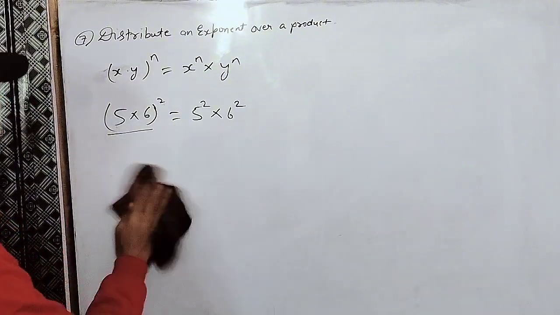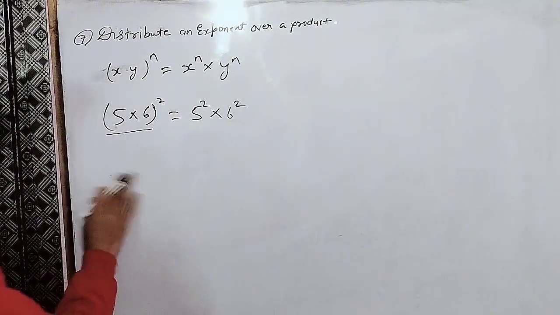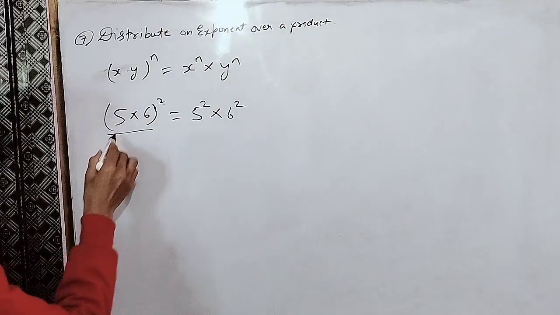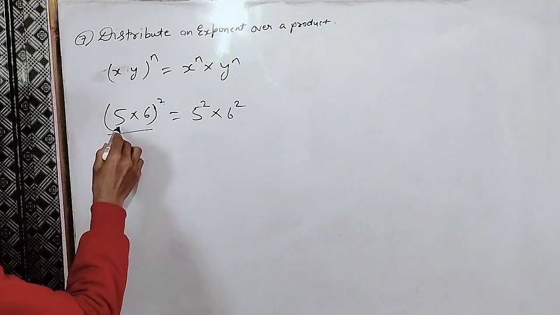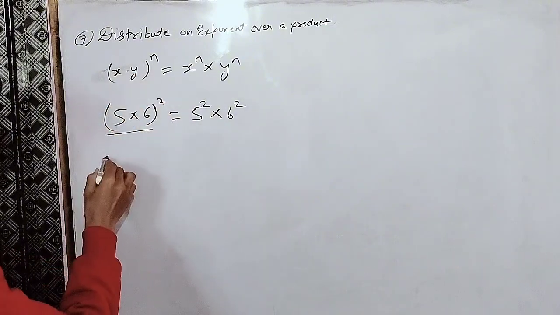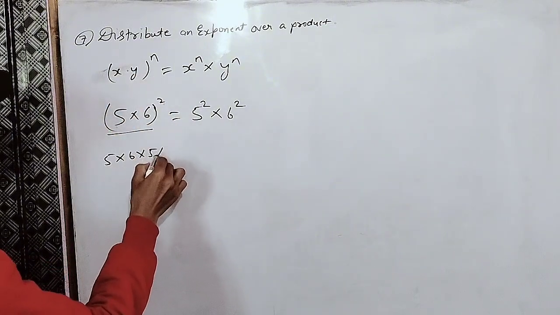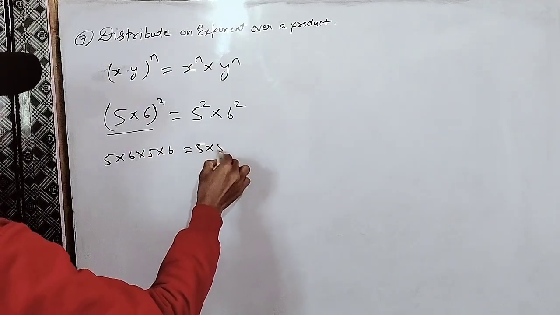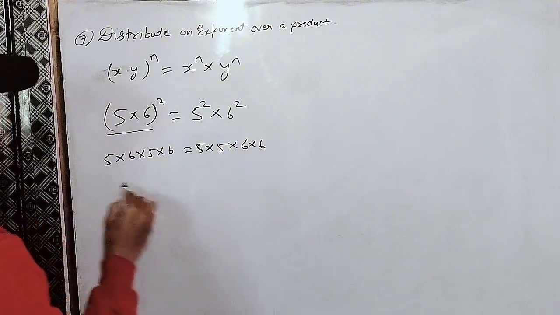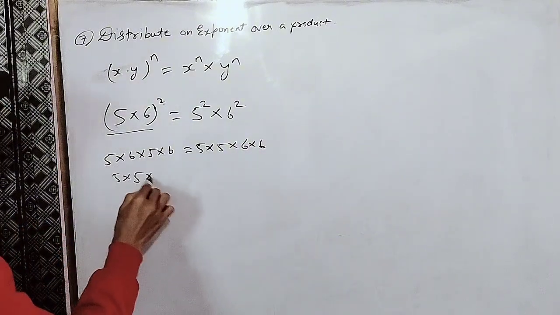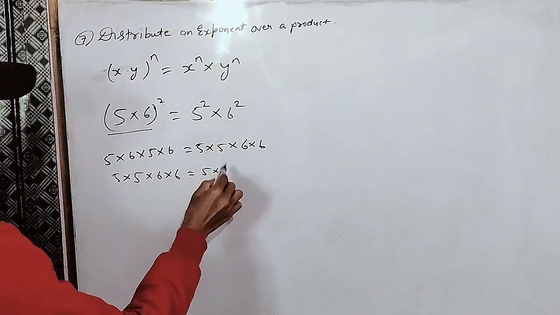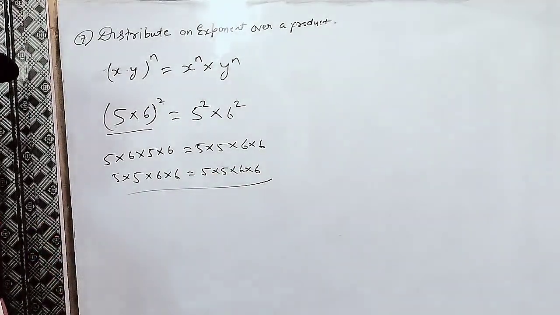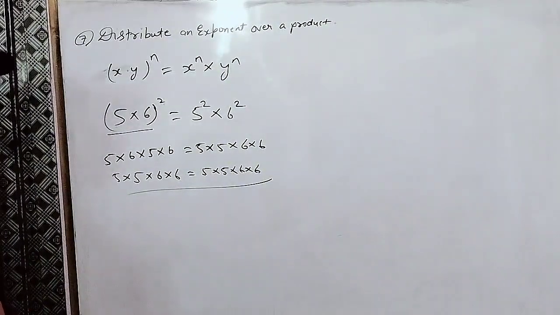Does it make sense? And does it make sense? So let's see. It is saying 5 times 6 is 2 times. How many times? 2 times. Similarly here, 5 is 2 times and 6 is 2 times. We can see 5, 5, and then 6, 6. LHS and RHS are equal.